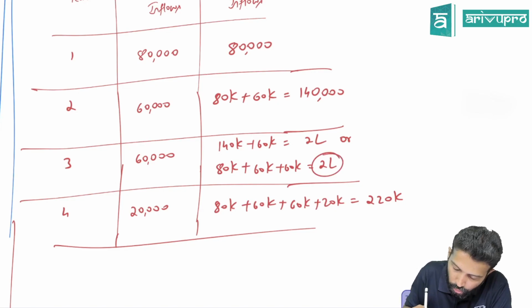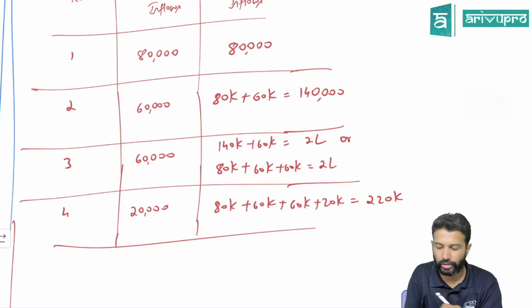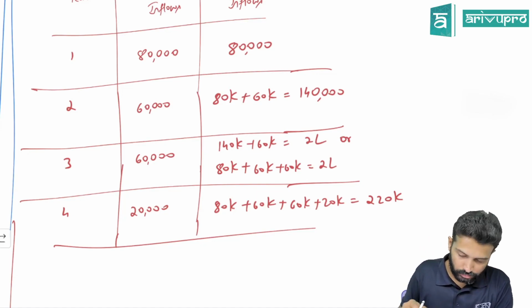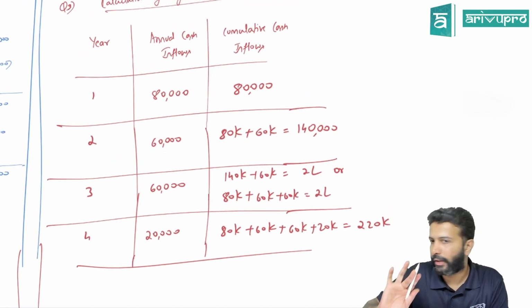Or simply take 2 lakh, and to that you add 20,000. You'll get the number. That's your cumulative cash approach.